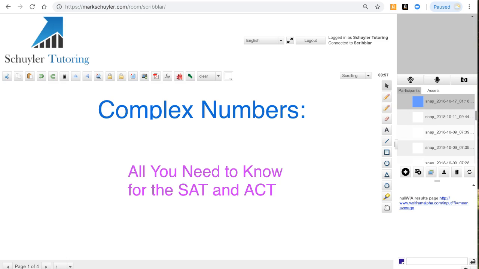We're going to look at complex numbers. And even though this is a pretty big topic, you don't need to know that much about complex numbers on the SAT or the ACT. So let's jump into what you do need to know.